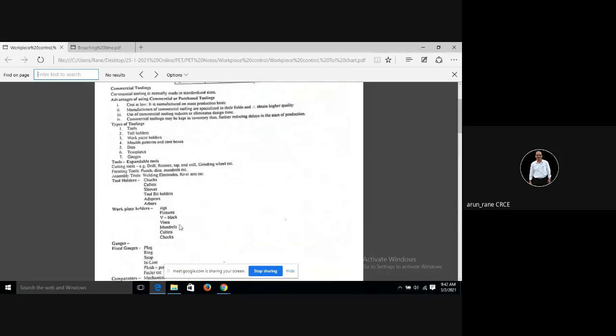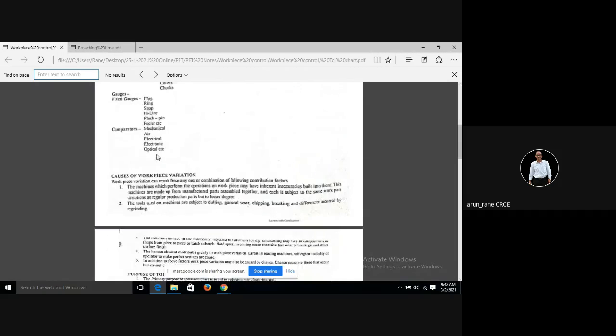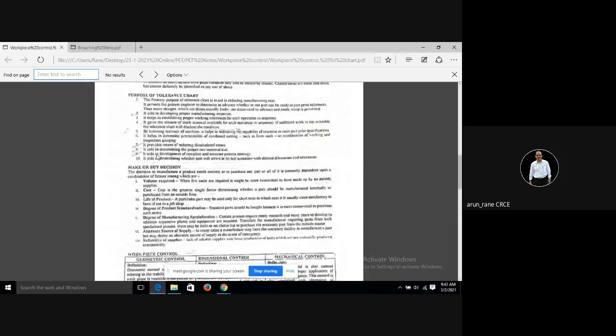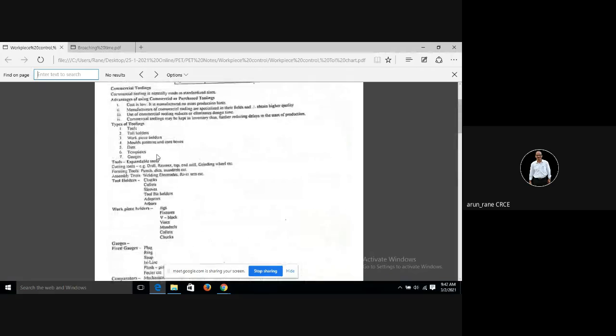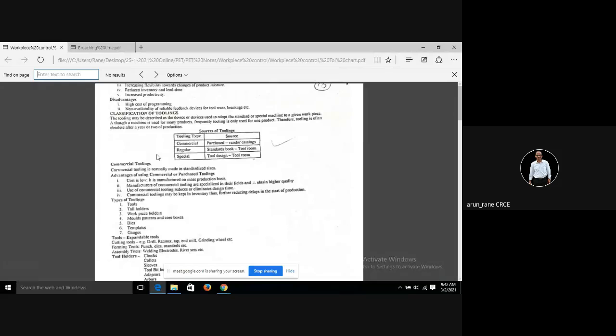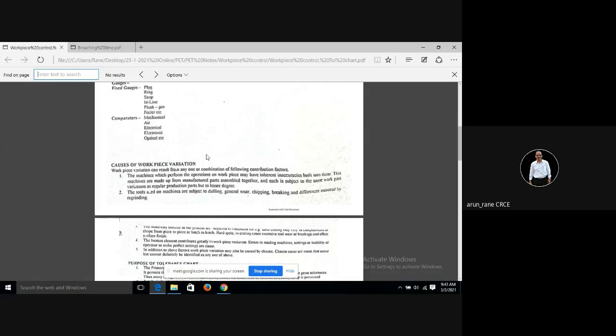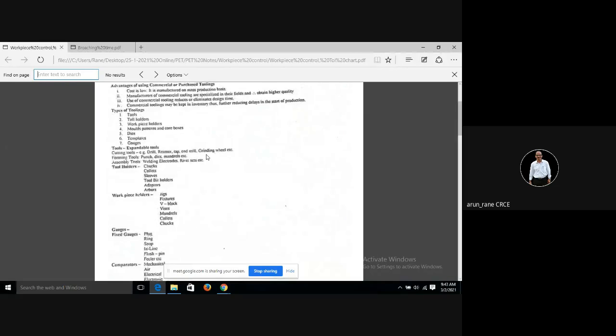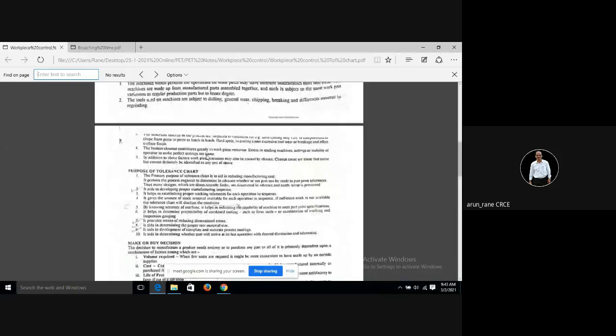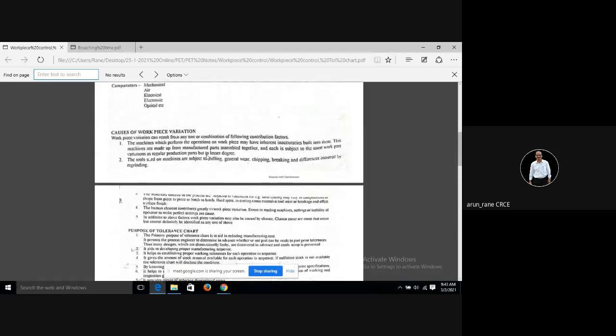So process engineers should have knowledge of all these types of tooling, workpiece holders, their gauges, comparators, because he has to give a clear idea to the workers about how he is going to check. He has to mention it in the SOP. SOP is nothing but standard operating procedures, because many times I have used this word and you may be wondering what is SOP. So SOP is nothing but standard operating procedure.